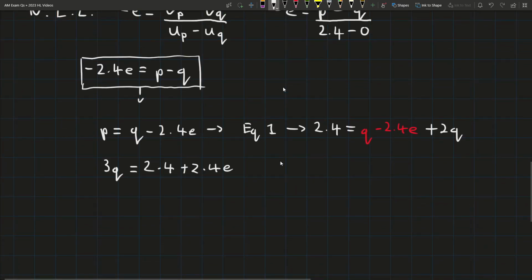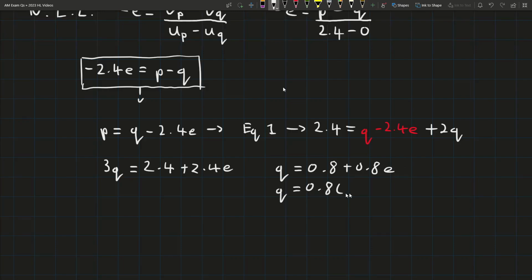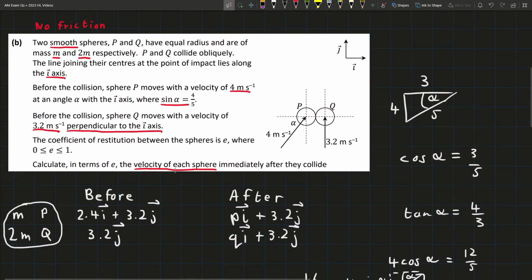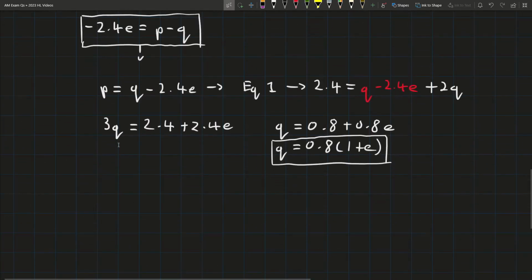And I guess we could factor that out, so we could say that Q equals 0.8 plus 0.8e, and you could leave it like that, but I'd factor it, it's just a bit easier: Q equals 0.8 times 1 plus e. So that's the velocity of Q after, and remember, this is only in the I direction. The question says the velocity of each sphere, it doesn't say the I velocity, so you'd specify that that means the overall velocity. Anyways, we can now solve for P, now that we know what Q is.